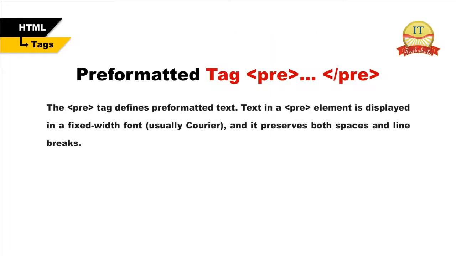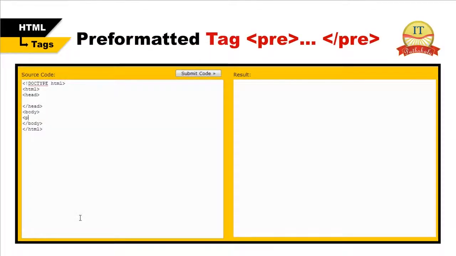Pre tag. The pre tag defines pre-formatted text in an HTML document. Text in a pre element is displayed in a fixed width font, usually Courier, and it preserves both spaces and line breaks. In the following example, we shall enter a line of text using the paragraph tag, and we shall enter the same line using the pre tag in an HTML document.